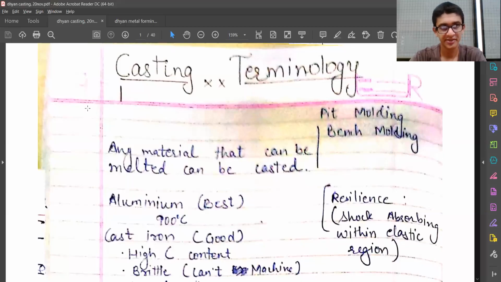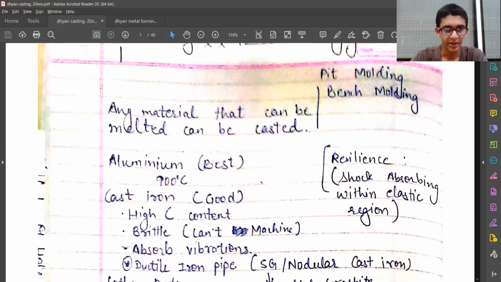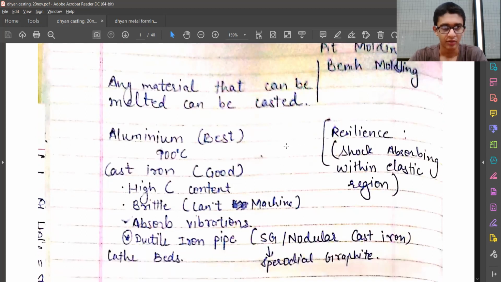We'll be starting with the basics of casting. Any material which can be melted can be cast. That is the baseline. What materials can be used in casting? Anything which can be melted can be cast. I'll compare two materials which usually appear during casting. The first is aluminium. The second is cast iron.